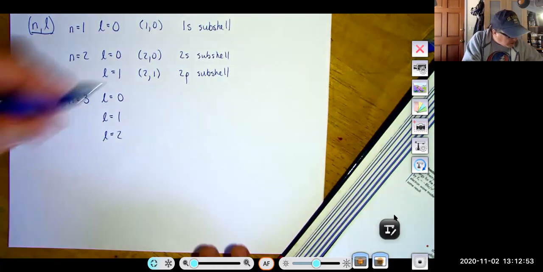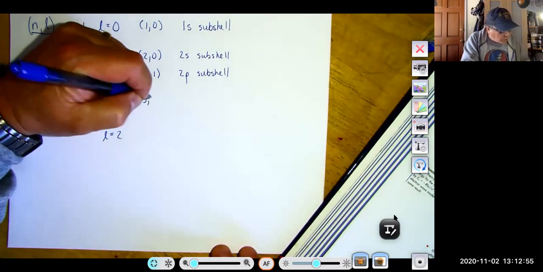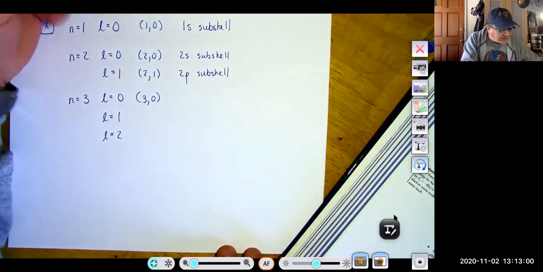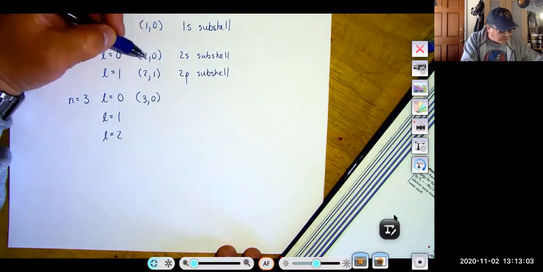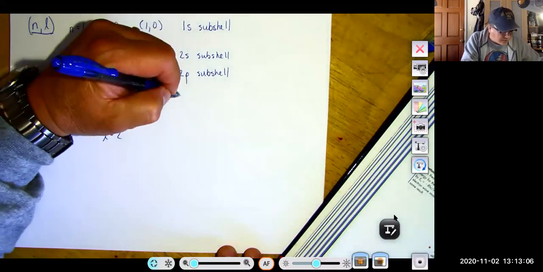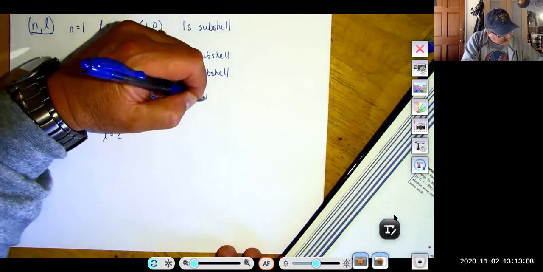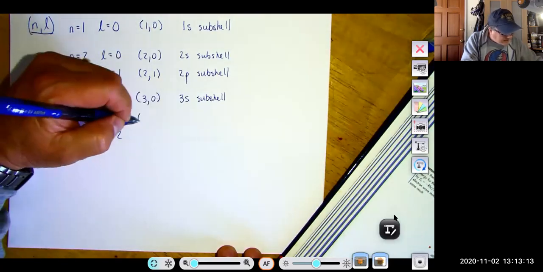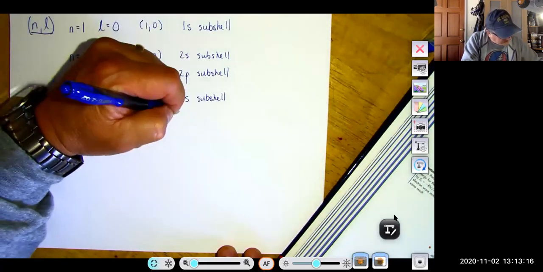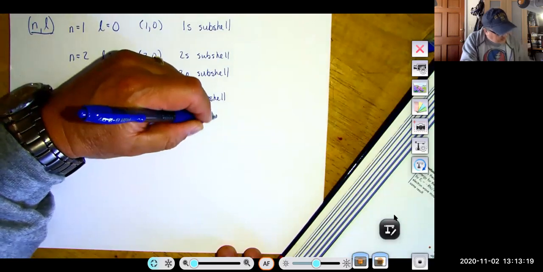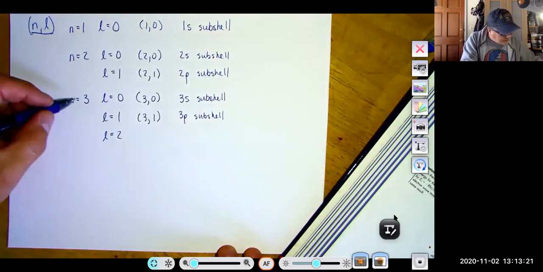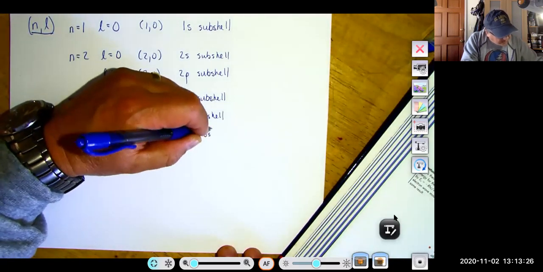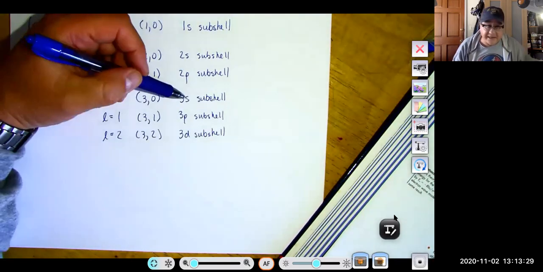Okay, so what would we call this one? This would be a 3, 0. What kind of subshell is that? Well, if 1, 0 is a 1s and 2, 0 is a 2s, 3, 0 has to be what? A 3s. And if a 2, 1 is a 2p, then a 3, 1 has to be a 3p subshell. And here, what does a 3, 2 have to be? It's a 3d subshell. So you have to remember this order, S, P, D, and then F.